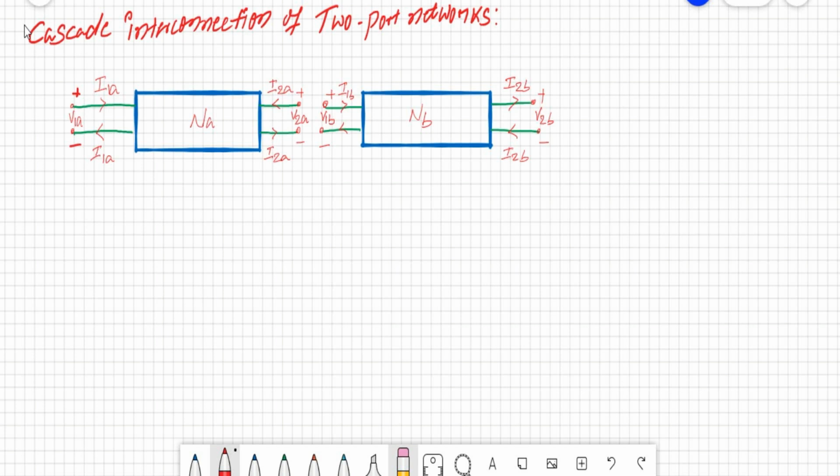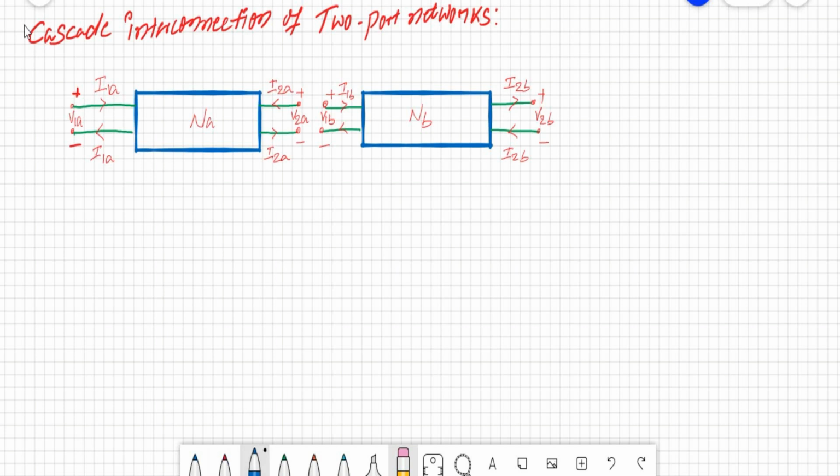Here this is two-port network A, this is two-port network B. The two-port network A is having input current I1A, voltage V1A, and output current I2A, output voltage V2A. And coming to the network B, the input current is I1B, input voltage is V1B, output current is I2B, output voltage is V2B.